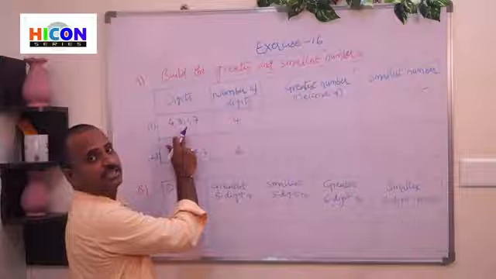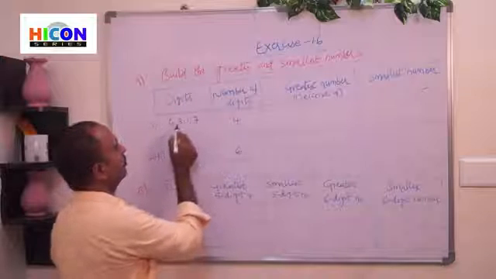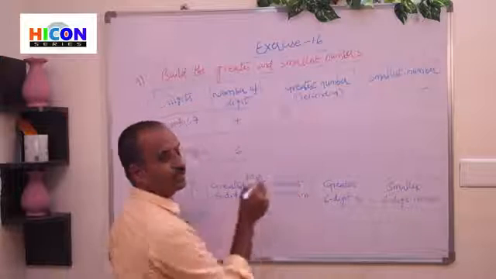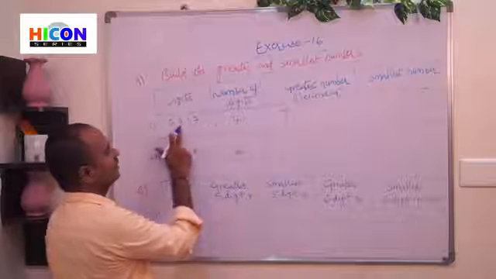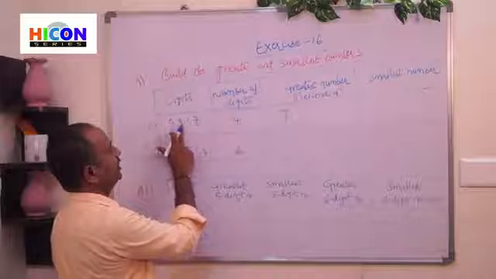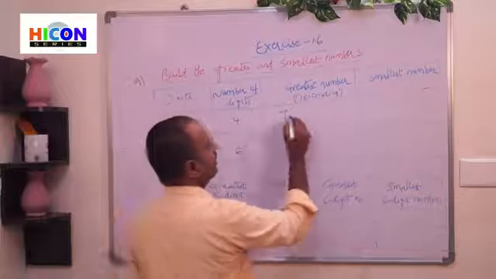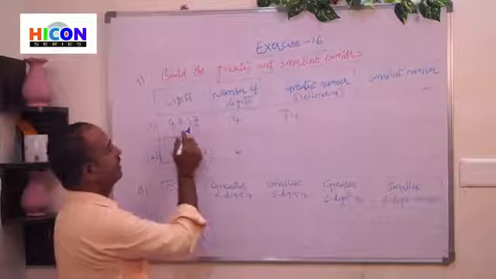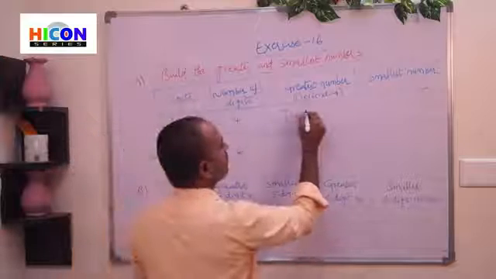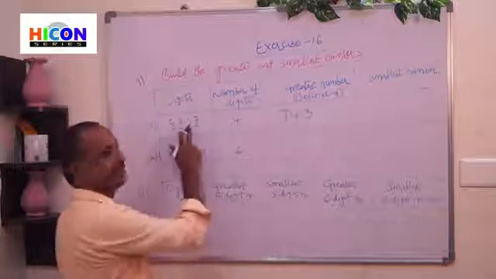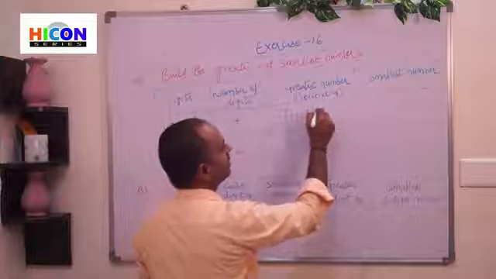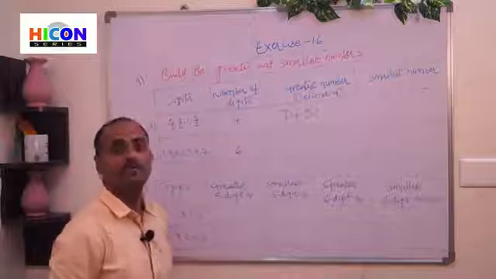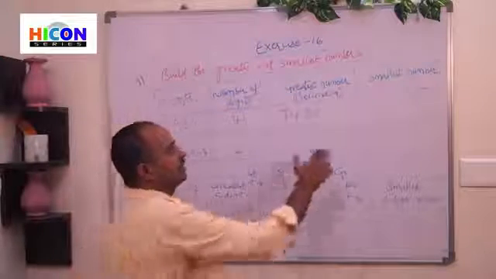So arrange the given digits from greatest to smallest. Among 4, 3, 1, 7, which one is the greatest? 7 is the greatest. So write 7 first. After 7, among 4, 3 or 1, 4 is greatest. So write 4 after 7. Among 3 and 1, 3 is the greatest. So write 3 after 4. And 1 is remaining. So write the remaining digit in the last. So children, this is the greatest 4-digit number, 7431.